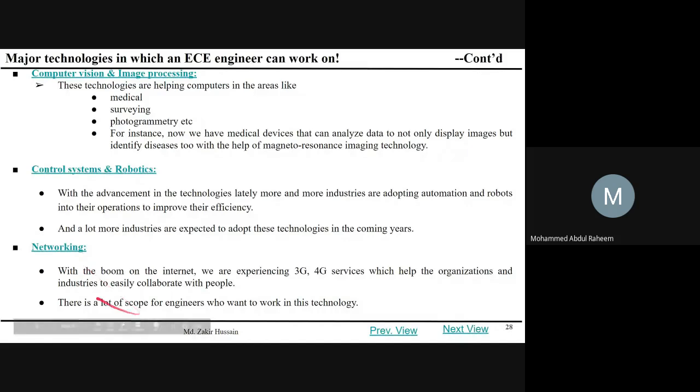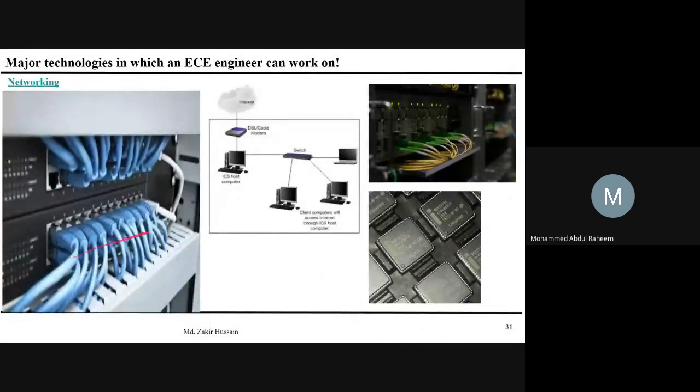Networking. With the boom of the internet, we are experiencing 3G, 4G. Nowadays, people are talking about 5G. So you will appreciate what is going on. A lot of data is being transmitted through these networking systems. What is inside this? ICs are there. These ICs are making our life easier.